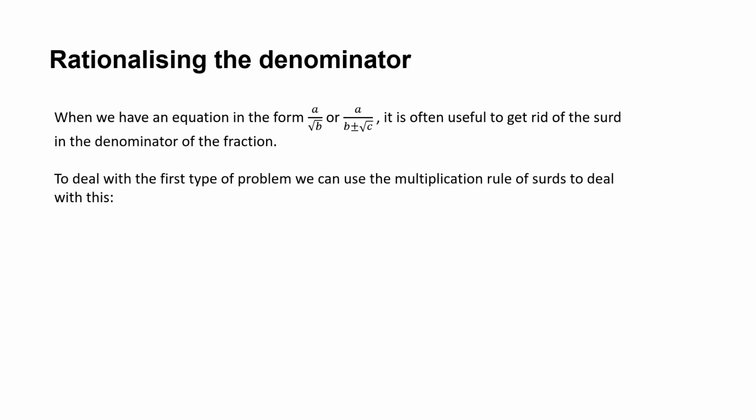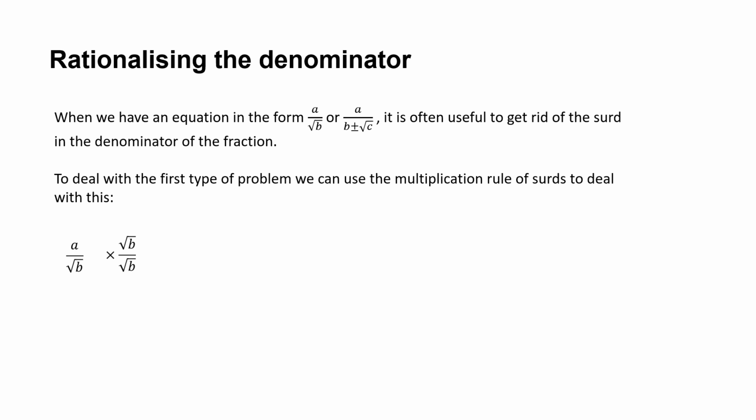So there are several types of problems that we can have. So usually this will be something like a over root b, or we might even have a over b plus or minus root c. So if we have a problem of the form a over root b and we're asked to rationalize the denominator, how would we do this? Well, quite simply, we can just multiply top and bottom by root b.